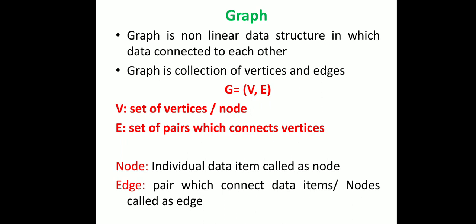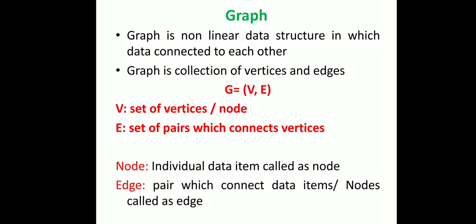So normally if you know the concept of graph, it is made up of two things. One is vertices and second one is edges. So you can say G, a graph, is a combination of two things, that is V and E. V means set of vertices, or you can say node or data item, and E is set of pairs which connects the vertices, that is nothing but an edge. So V means a data item and E means an edge which connects two data items.